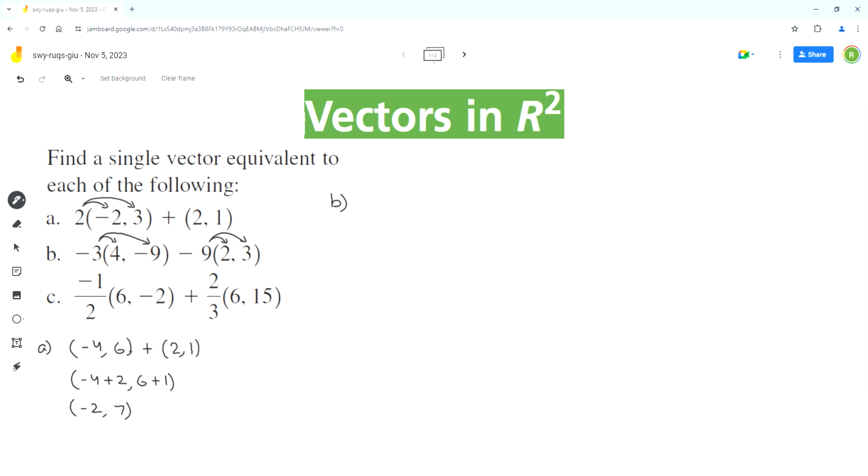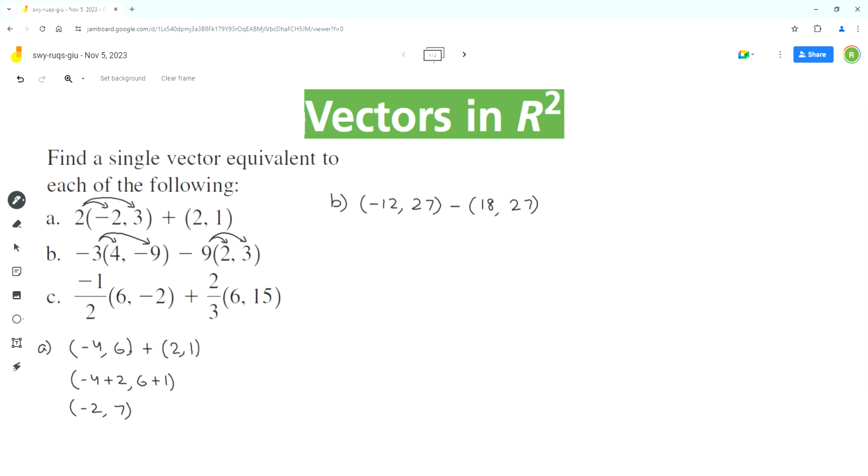So let's start with the first vector. So negative 3 times 4 is negative 12. And negative 3 times negative 9 is 27. Minus 9 times 2 is 18. And 9 times 3 is 27.